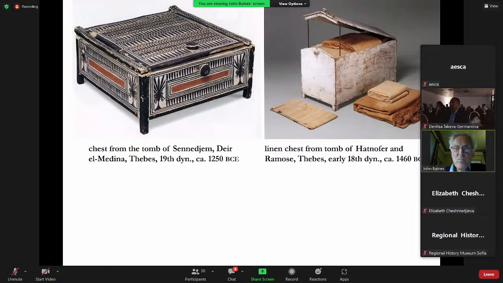If you were an ancient Egyptian, you would know what boxes and special boxes looked like, but we don't. We're lucky in this case because we have these.